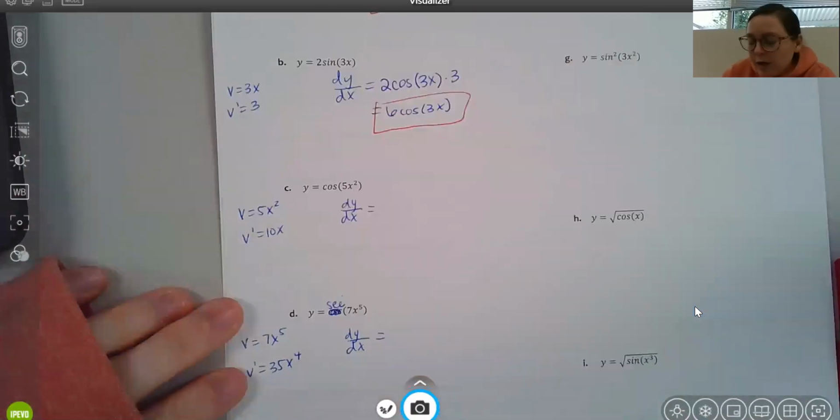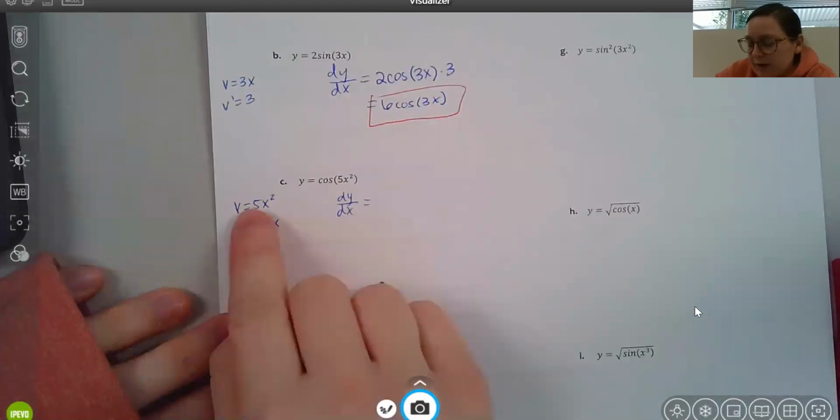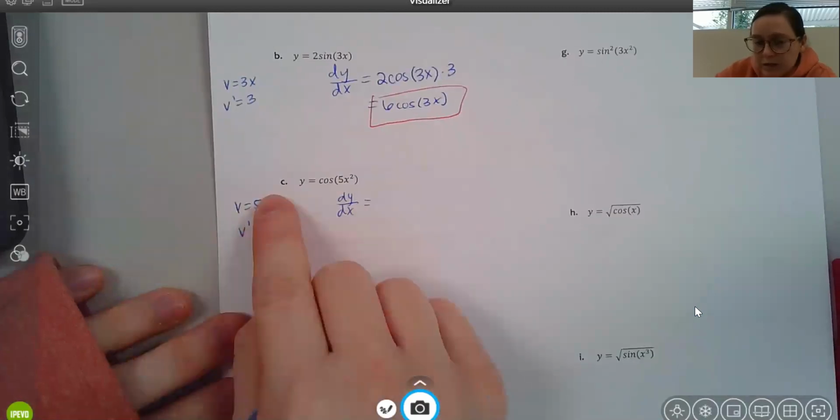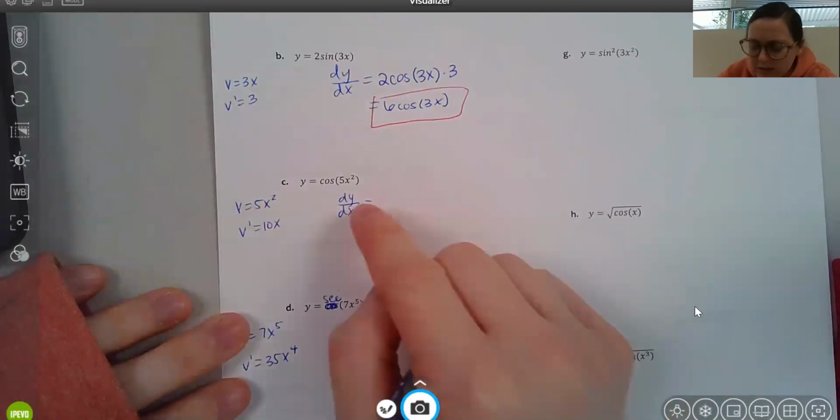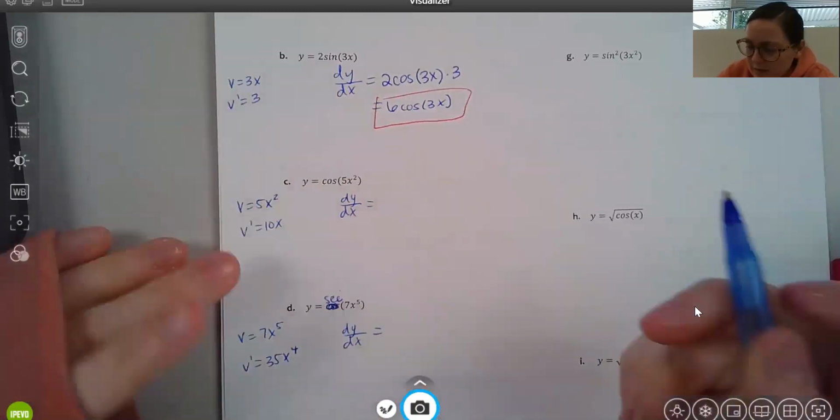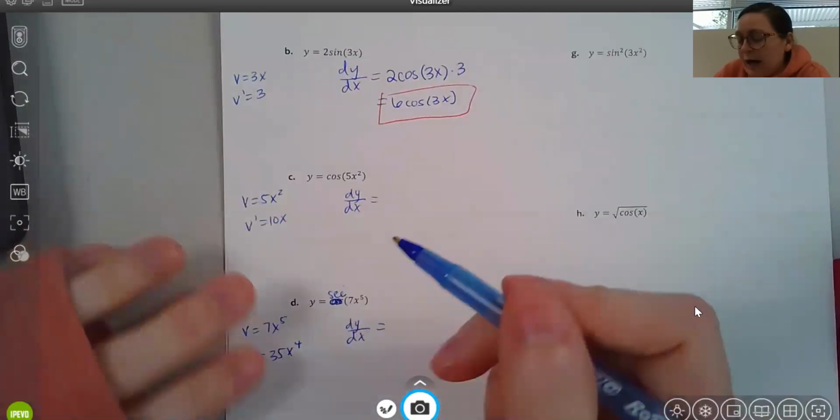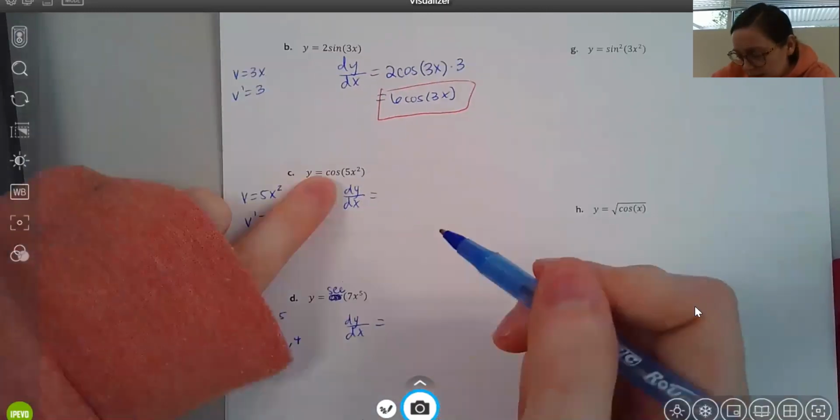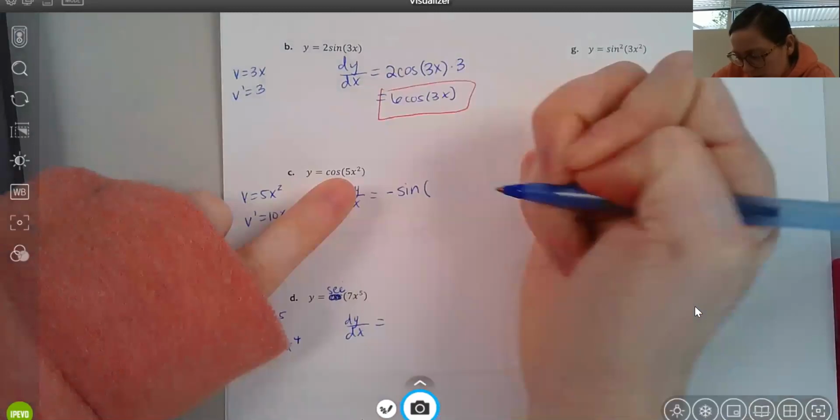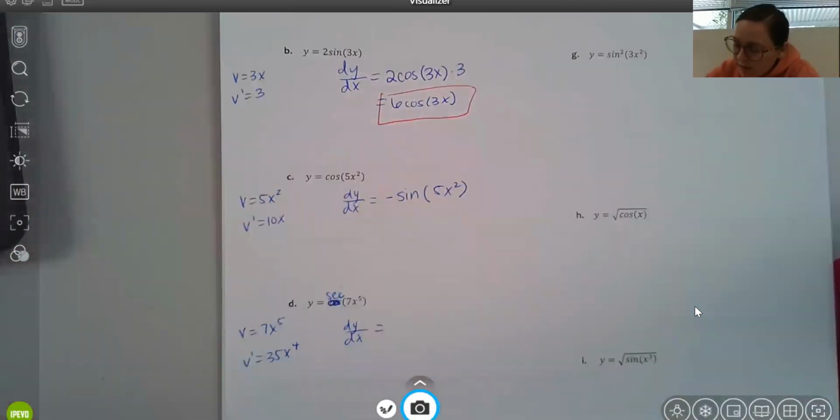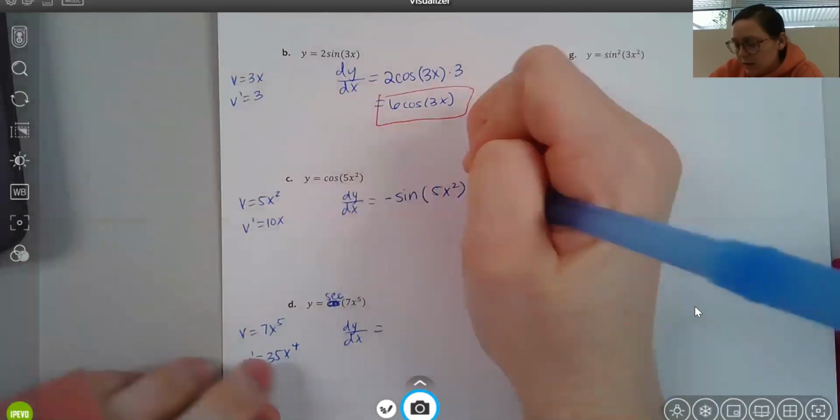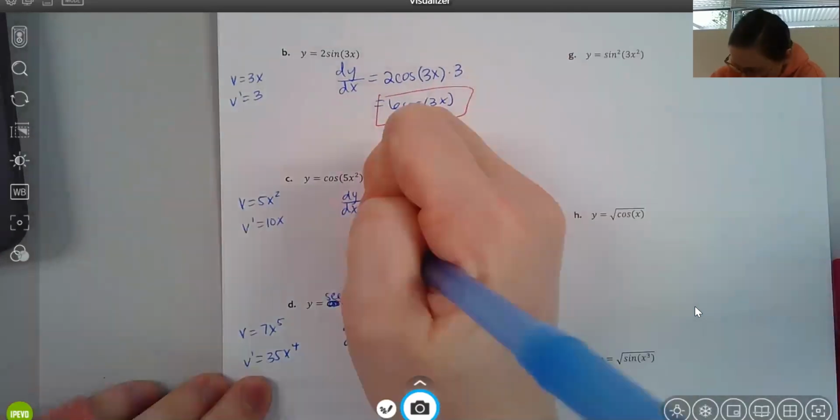C, super similar. I identified my inside as 5x squared and derivative of the inside is just 10x. So now to take my derivative, that's what dy dx means. If you write y prime, same thing. It's just asking for derivative. Outside derivative, derivative of cosine is negative sine. Leave the inside alone. So leave it as 5x squared. Then multiply by derivative of the inside, which we said was 10x. So this is negative 10x sine of 5x squared.